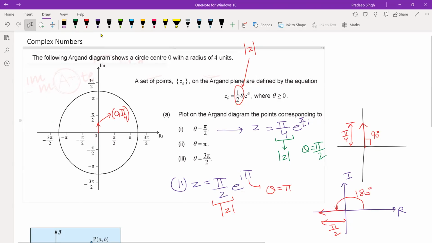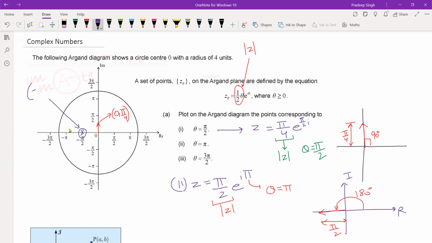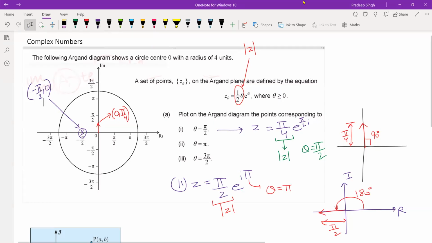So if you draw that in the same diagram, let's plot the point. So the point will be over here. So watch this particular point and let's check what the coordinates are. The real coordinate of this complex number will be minus pi by 2. The imaginary part is 0. So this is the answer for the second case.